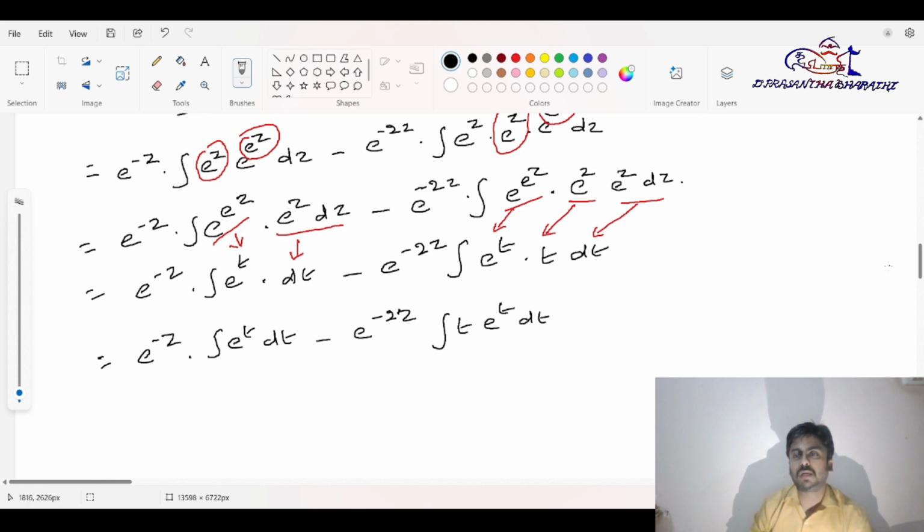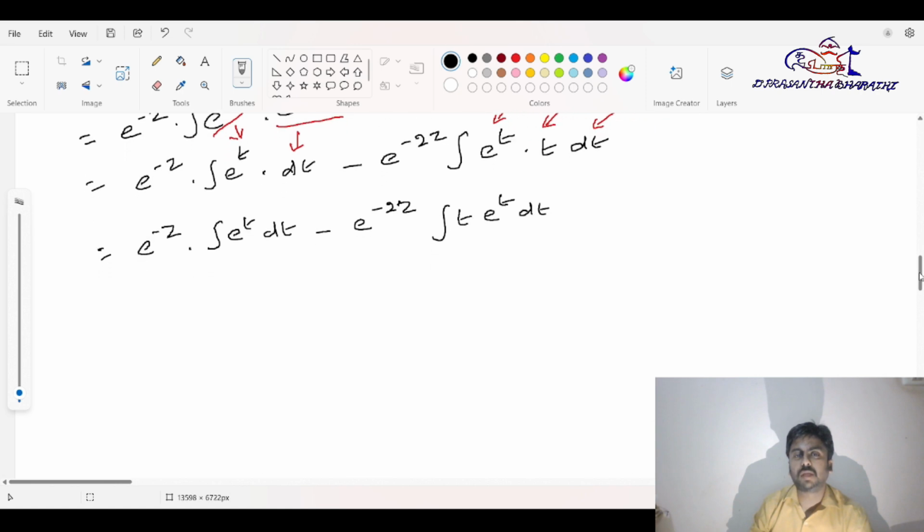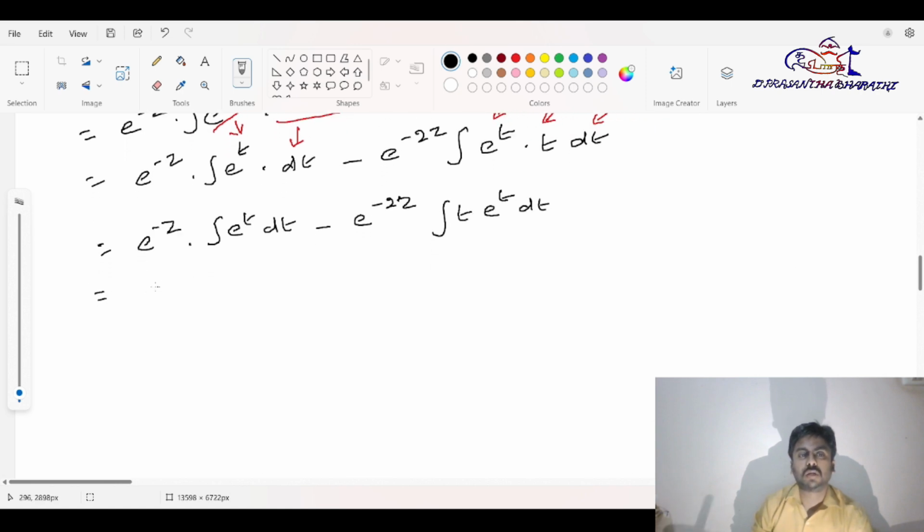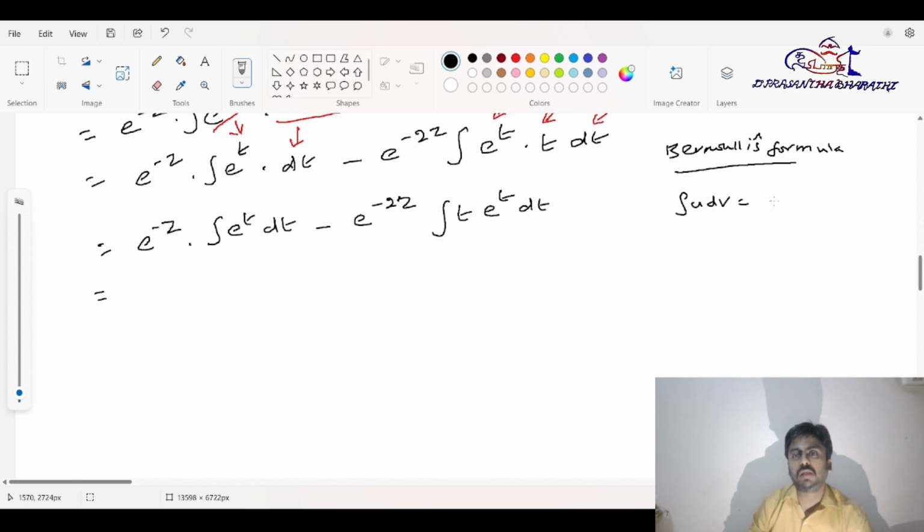Here you have to apply Bernoulli's formula. So now I shall expand this. What is Bernoulli's formula? Bernoulli's formula is: integral u dv equals uv minus u' v1 plus u'' v2 minus, etc.